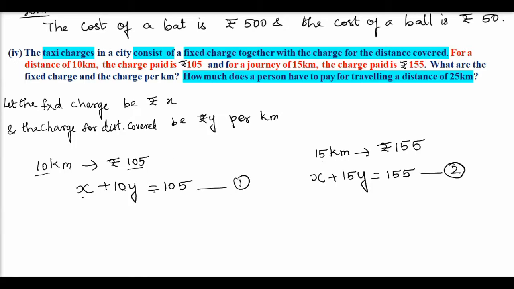Okay. Now we are asked to find the fixed charge and charge per kilometer. So we are going to find X and Y using the substitution method. And you are also asked to find how much a person has to pay for traveling a distance of 25 kilometers. So something else is also asked in the problem. We'll come to that later. First let me solve these two equations and get X and Y, that is the fixed charge and the charge for 1 kilometer. Then we'll go for the next section of the problem.